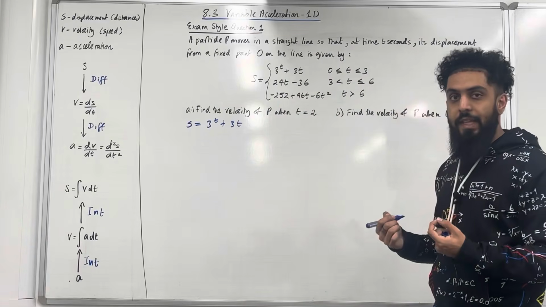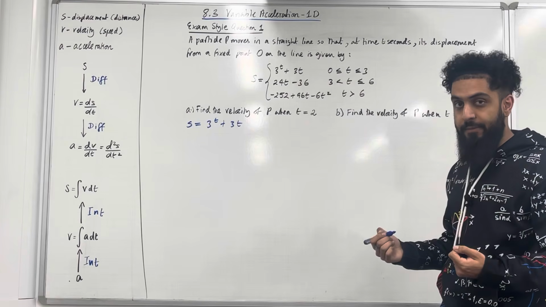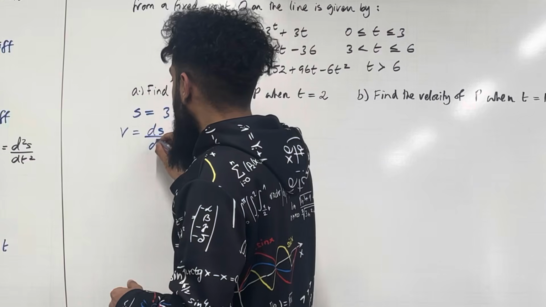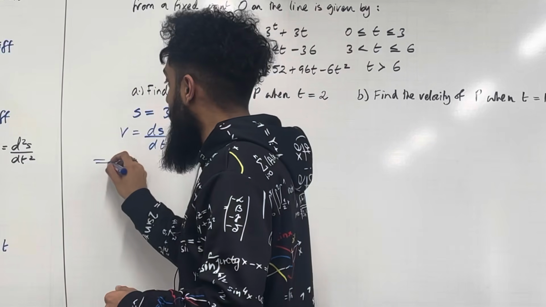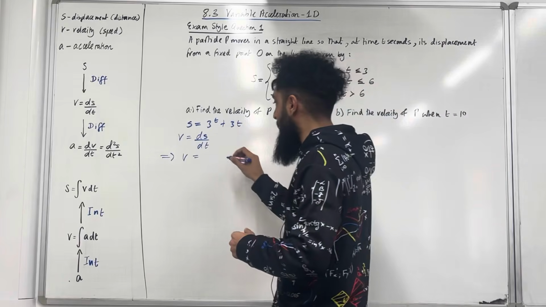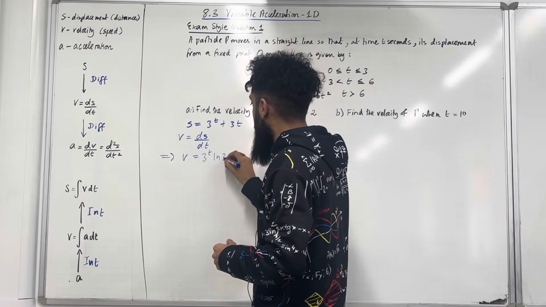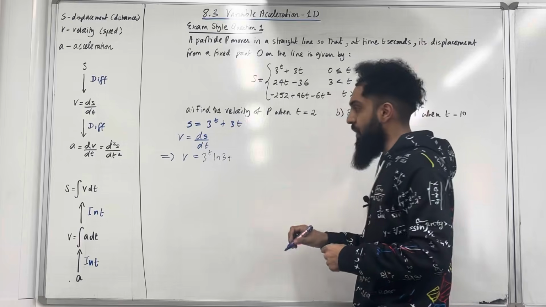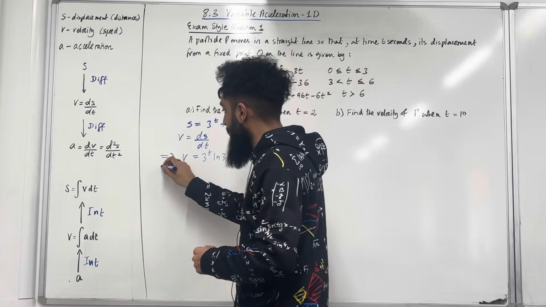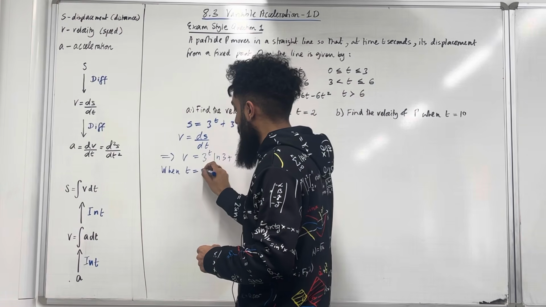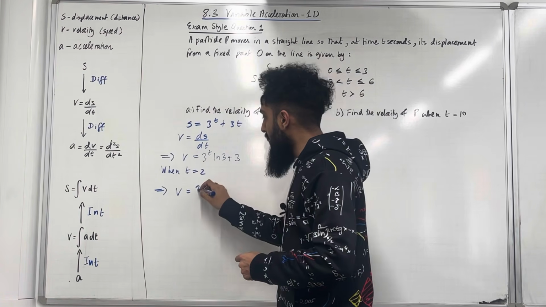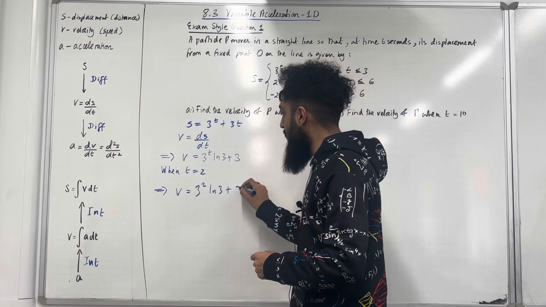To find the velocity equation, we have to differentiate the displacement equation. So the velocity is given by ds over dt. This implies that v is equal to the derivative of 3 to the power t, which is 3 to the power t ln 3, plus the derivative of 3t, which is 3. Okay, when t is equal to 2, this implies that the velocity of the particle P is given by 3 squared ln 3 plus 3.